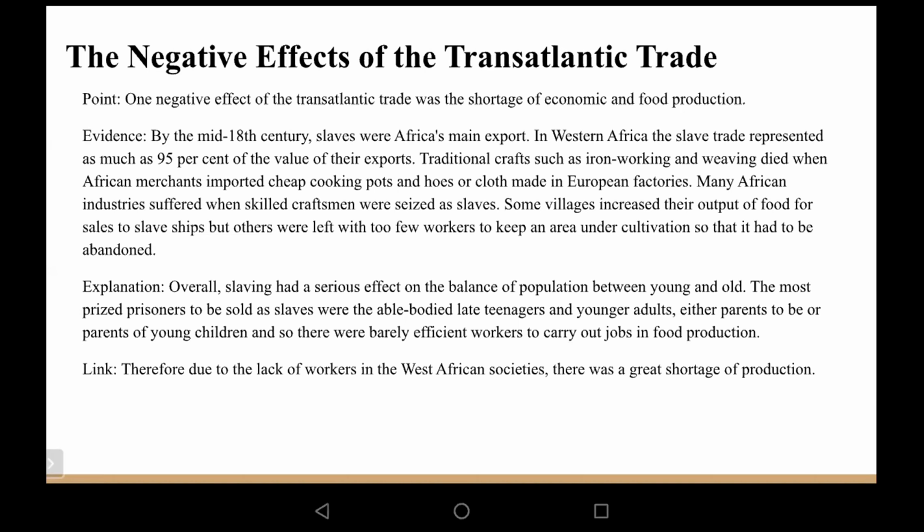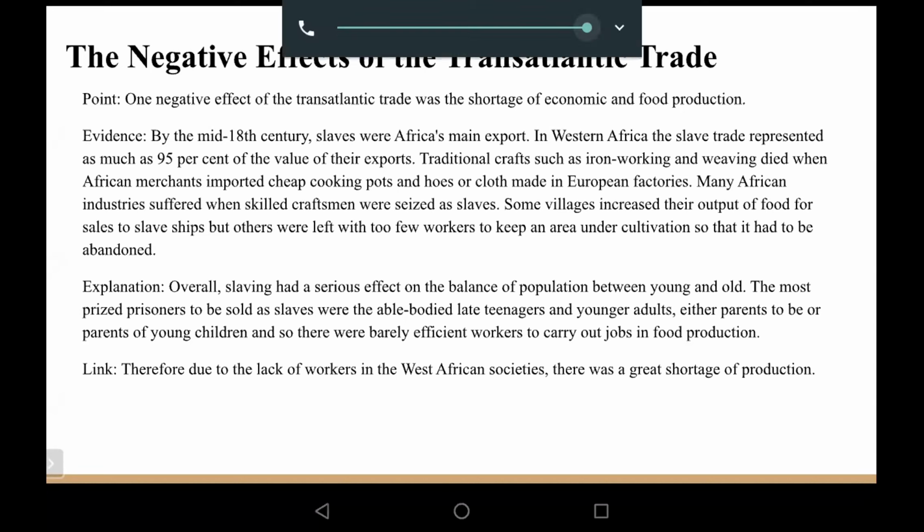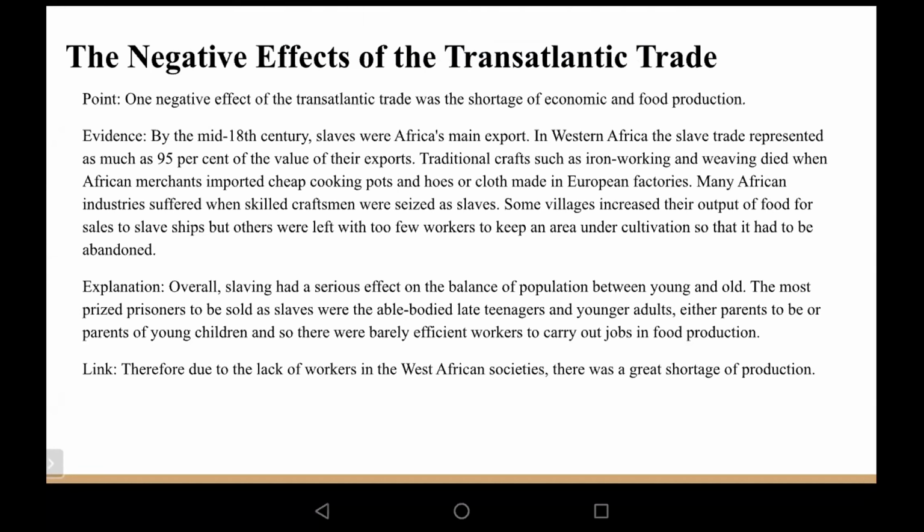All right, stop there. Very good point. The evidence: by the mid 18th century, slaves were Africa's main export. In Western Africa, the slave trade represented as much as 95% of the value of the export. Traditional crafts such as iron and weaving died when African merchants imported cheap. That is good. All right, what I would do, so this is good. You see what you have as part of your evidence? I would put that as my explanation.